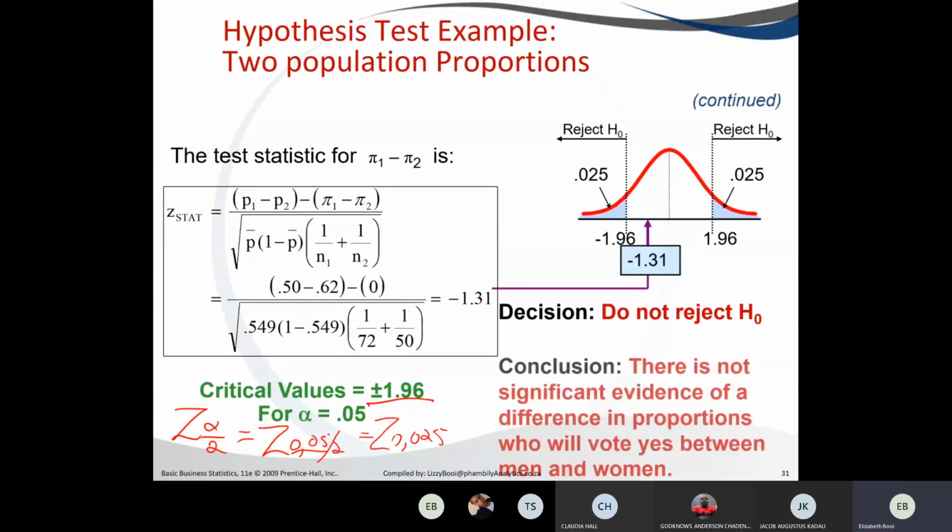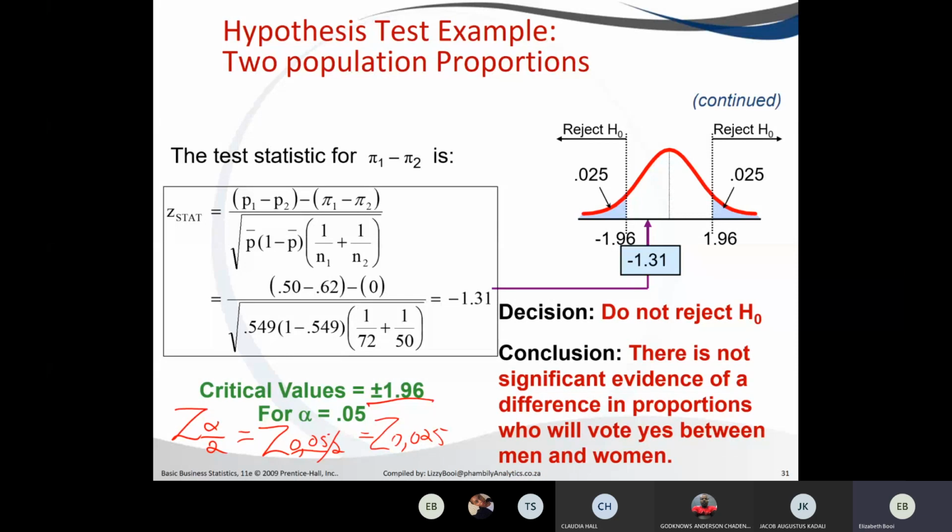Therefore, in conclusion, we can say there is not sufficient evidence that there is a difference in the proportion of who will vote yes on that proposition for men or women. So there are no differences. They will vote the same way. And that's what the hypothesis testing for the proportion looks like.